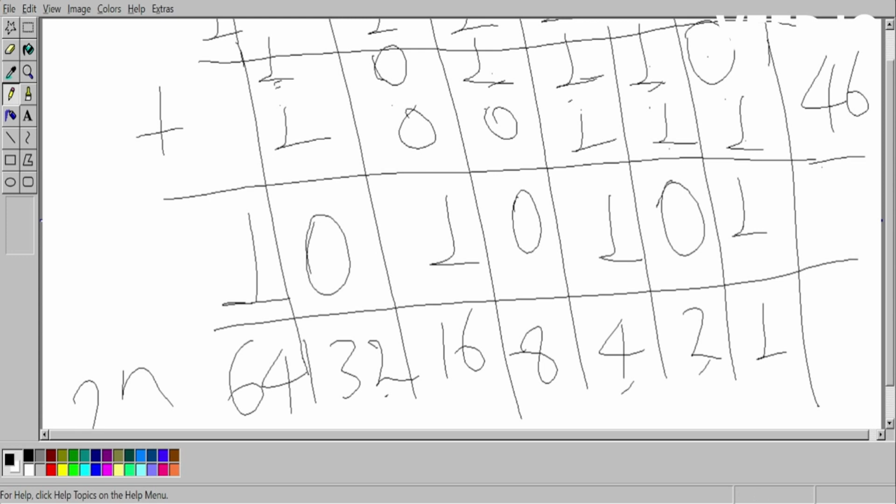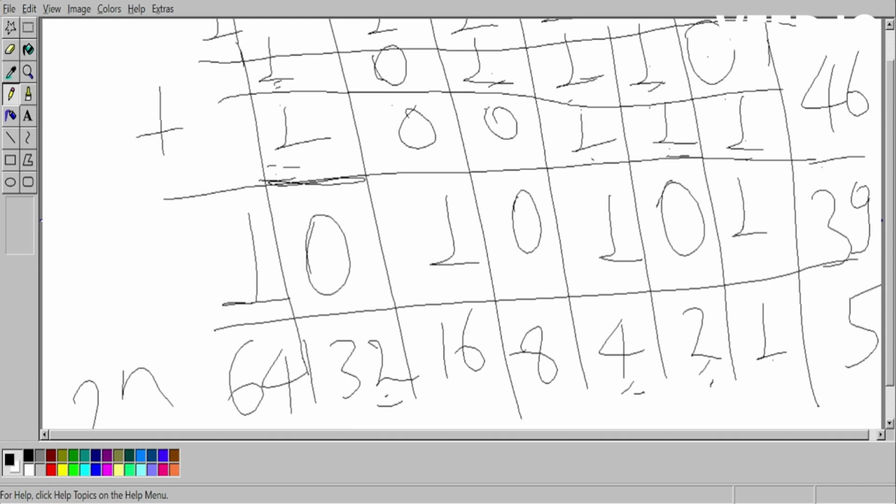Again, for the second binary number, the second binary number is this one, this row here. There is a 1 here, here, and here, in 4 places. So 32 plus 4, 36 plus 2, 38 plus 1, 39. The sum of 46 and 39: 5 plus 3, 7, 8. 85 is the value of the sum of the two binary numbers.